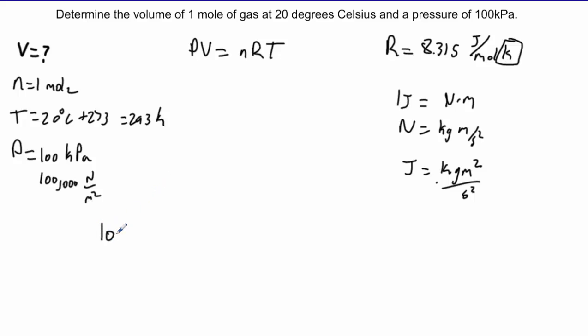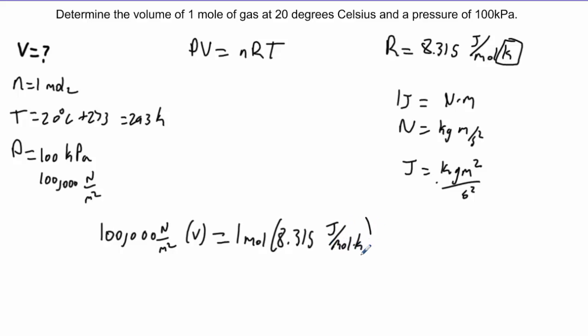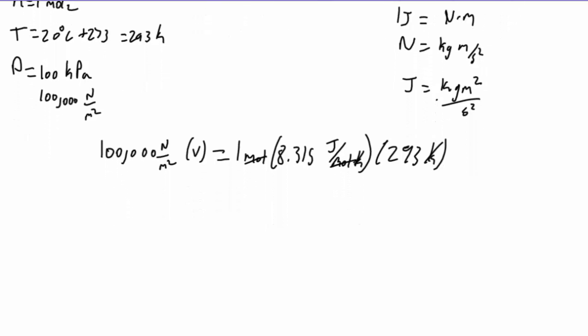So I'm going to put in 100,000 newtons per square meter for pressure times V is equal to 1, because I have 1 mole of gas, 1 mole times R, which is 8.315 joules per mole Kelvin, times 293 Kelvin. So my kelvins cancel my kelvins, my moles cancel my moles, and now I just got to do a little bit of algebra.